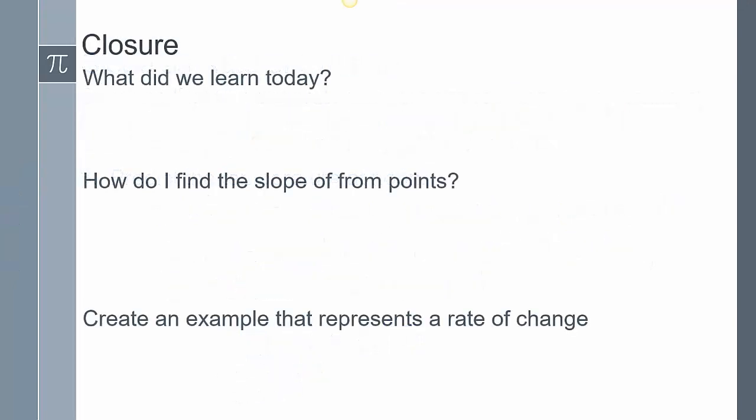To close the lesson, what is it that we learned today? Well, we examined slope and the various rates of change, how the slope formula works and interacts with a point or a couple of points, and then we also took a look at how we can take this rate of change and apply it to a real life example. And so I want to hear from you. How do I find the slope from those 2 points, or maybe even a set of points, and then create an example that represents a rate of change?